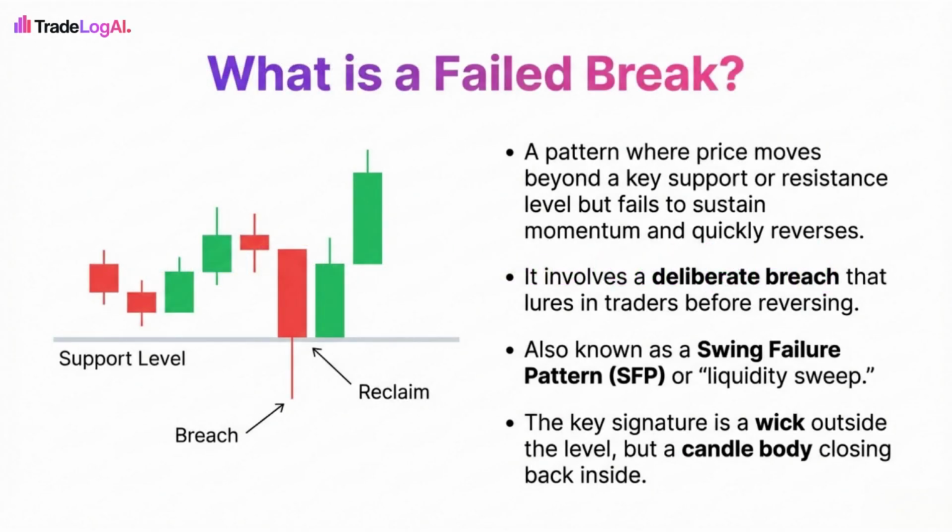A failed break happens when price pushes beyond a key support or resistance level, but cannot sustain momentum and quickly reverses. The signature is simple. You see a wick outside the level, but the candle body closes back inside. That close back inside is the reclaim, and it's the first major clue the breakout is failing.